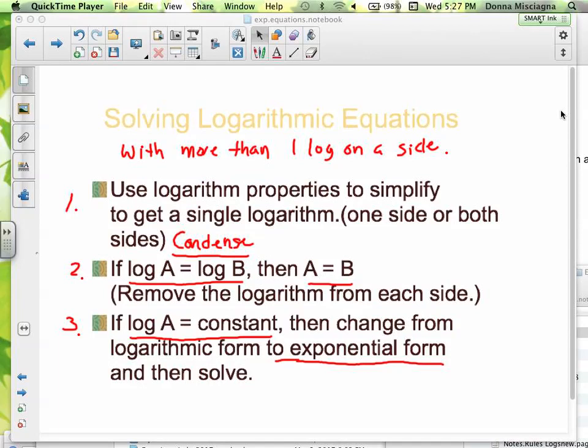Welcome back. All right, so now we're going to be solving with more than one log on a side. So what do we do when we have more than one log on a side?